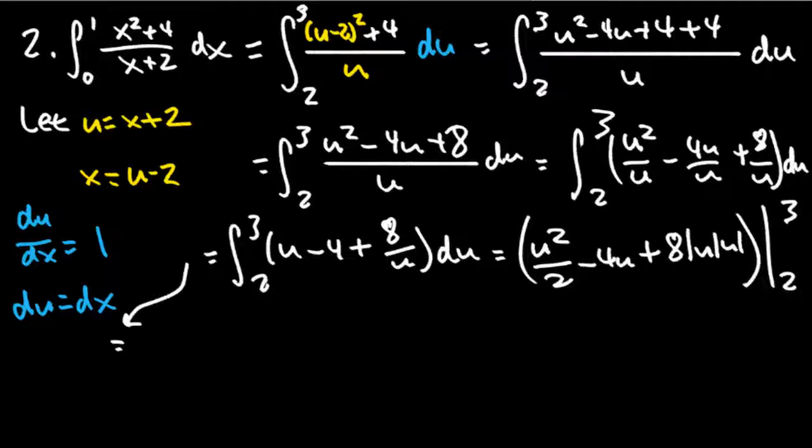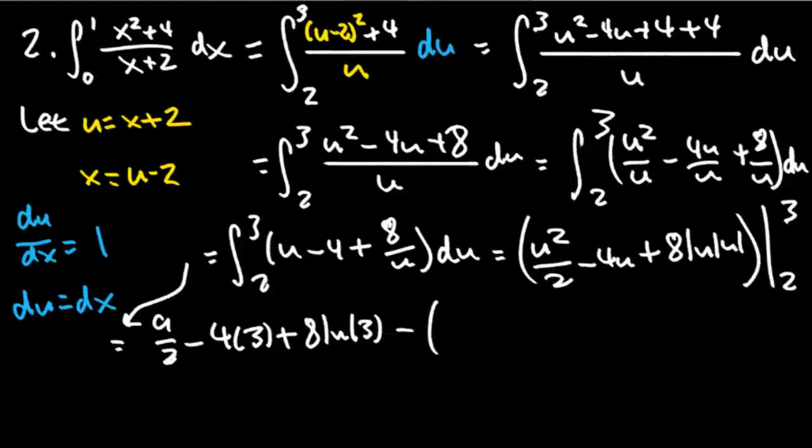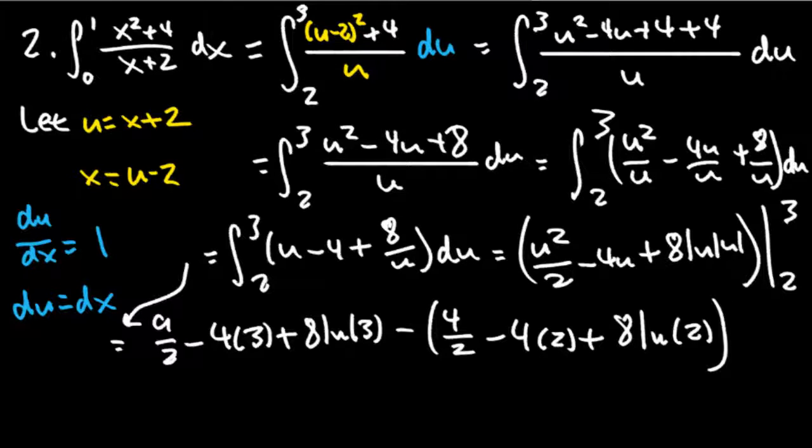Alright, so let's see, what do we get? That'll be 9 over 2 minus 4 times 3 plus 8 ln of 3. And notice I don't put an absolute value on that because it's already positive, right? Minus, okay, 2 squared, we're just going to put 4 over 2 minus 4 times 2 plus 8 ln of 2. Alright, let's try to simplify this as much as possible. The reason I left this as 4 over 2 is because I would have had to reconvert it anyway.